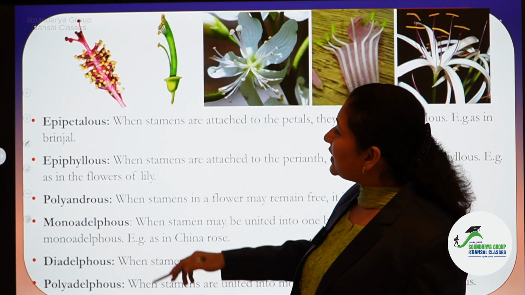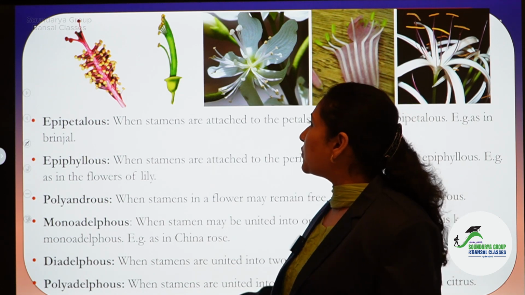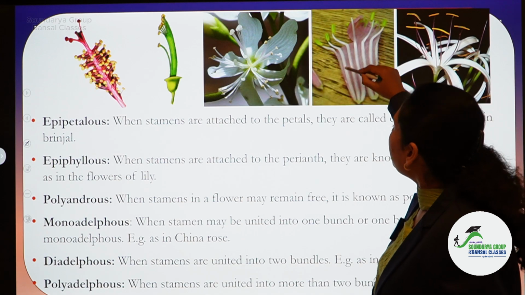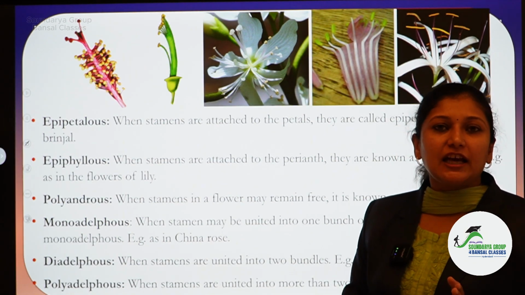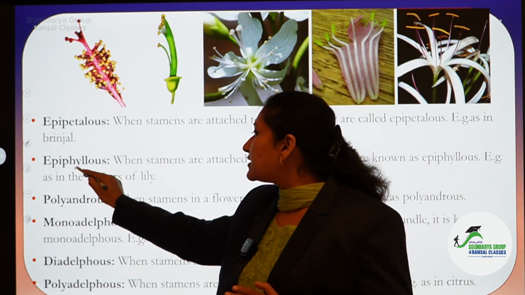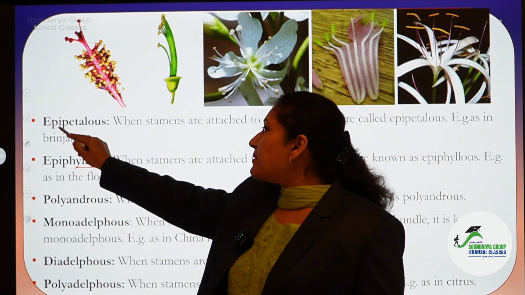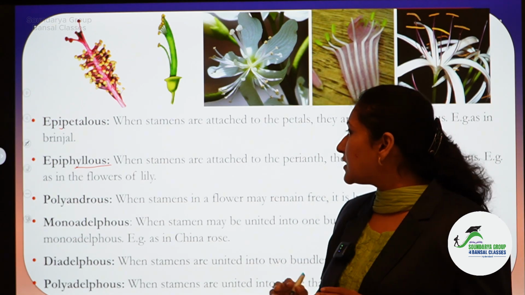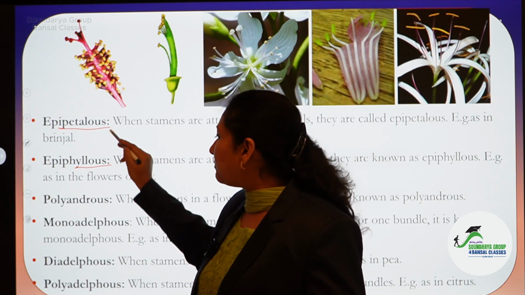You can see here epipetalous and epiphyllous. What does that mean, epipetalous and epiphyllous? If stamens are attached to the perianth, then they are known as epiphyllous, as in lily flower. Then epipetalous means all stamens are attached to petals. So in brinjal you have this type of epipetalous.